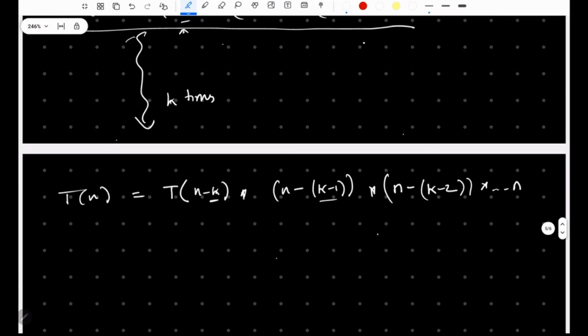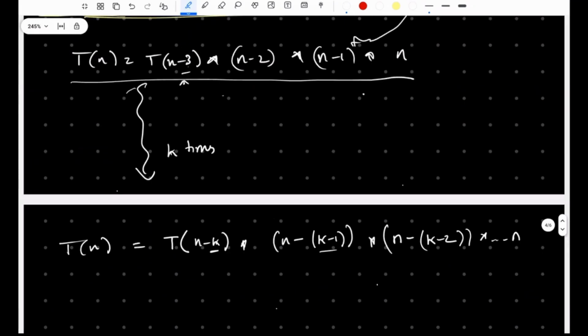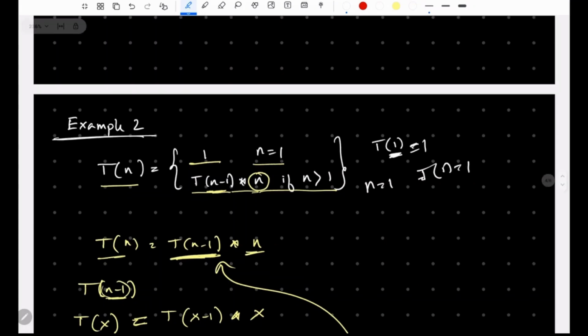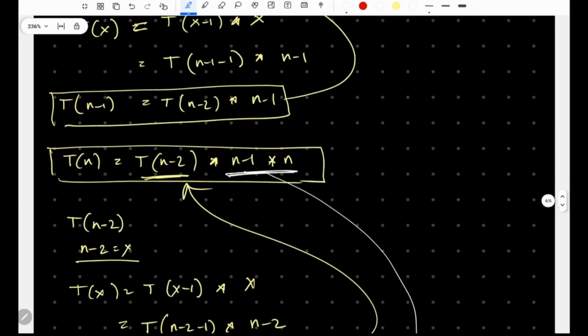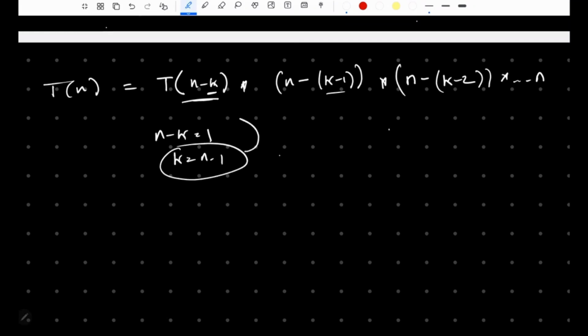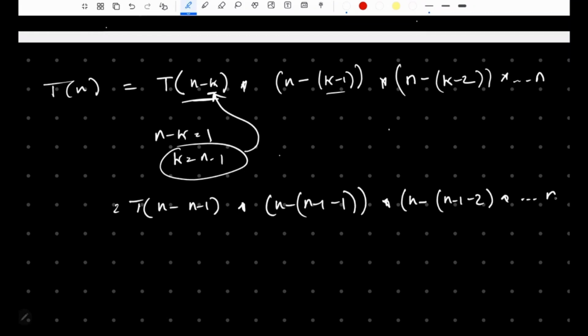As per the equation, t of 1 is 1, so we want this term to be t of 1. If n is equal to 1, we get t of 1 equal to 1. So we want to make this one: n minus k is equal to 1, so k will be n minus 1. If I put this value of k here, we will get t of 1 into n minus (n minus 1) minus 1 into n minus (n minus 1) minus 2 into dot dot dot n.